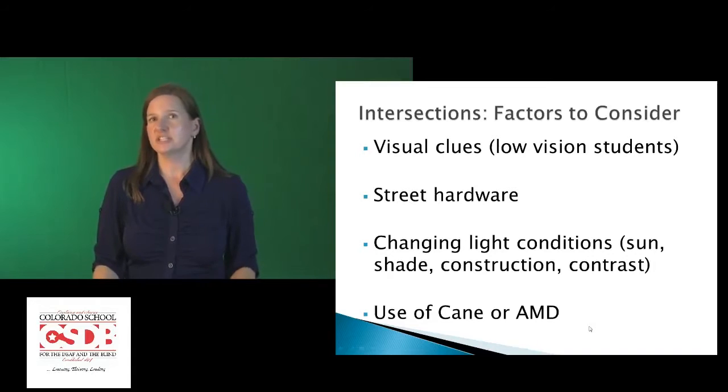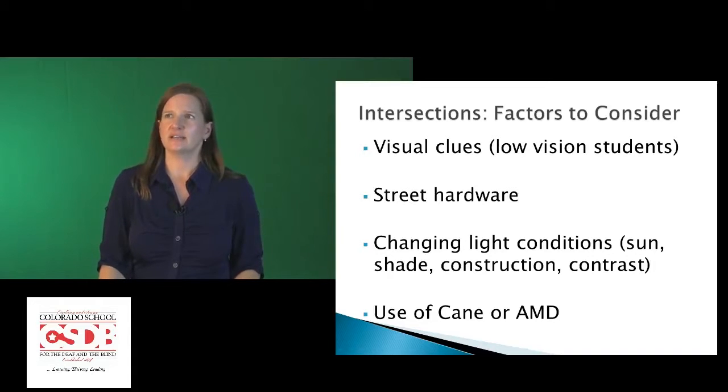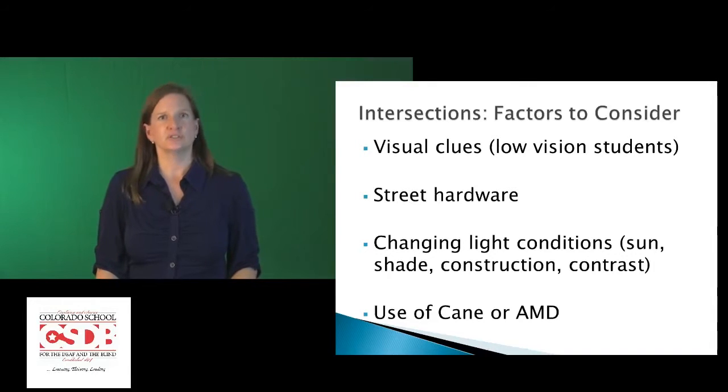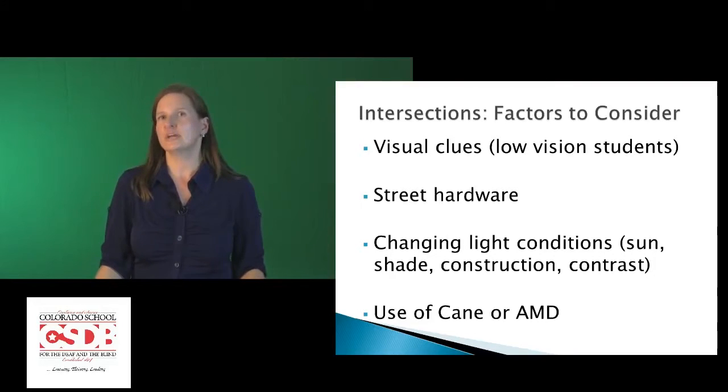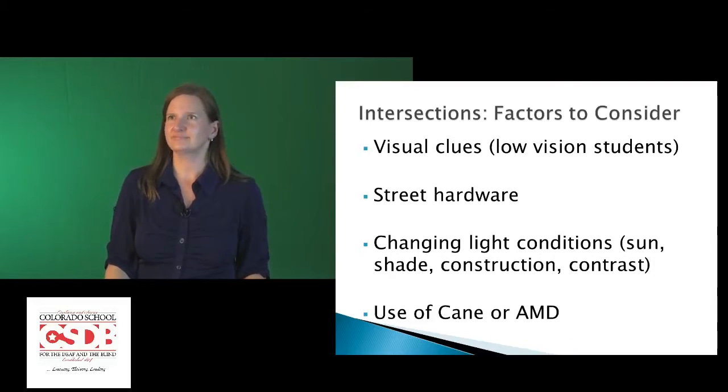There can often be changing light conditions, such as the sun, the weather, trees that provide shade, construction. There may be a canopy that's put up or a walkway that must be utilized because of the construction, or other high contrast items. And then, of course, if the student is using a cane or an assisted mobility device, you would want to take that into account.